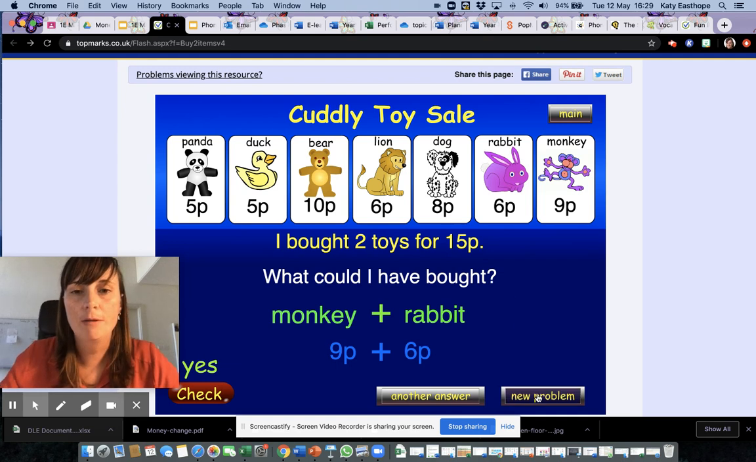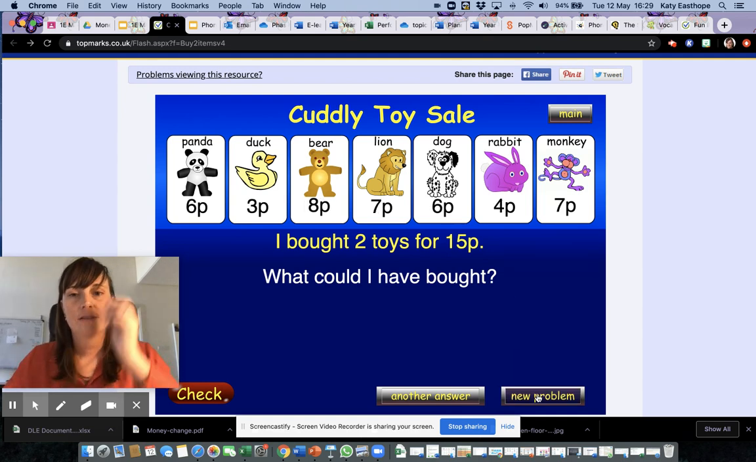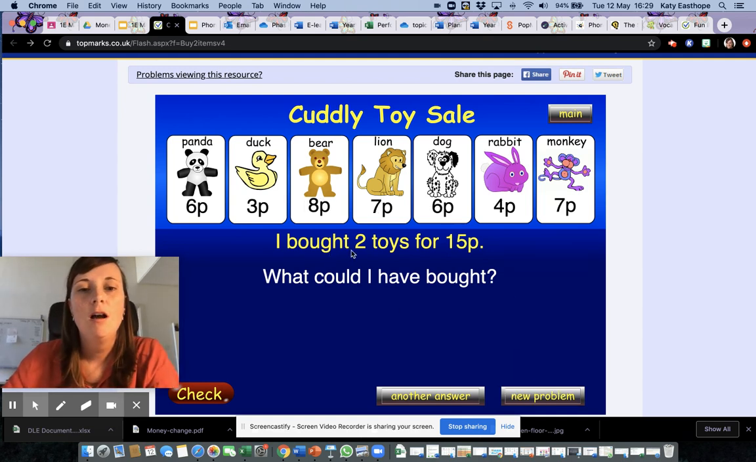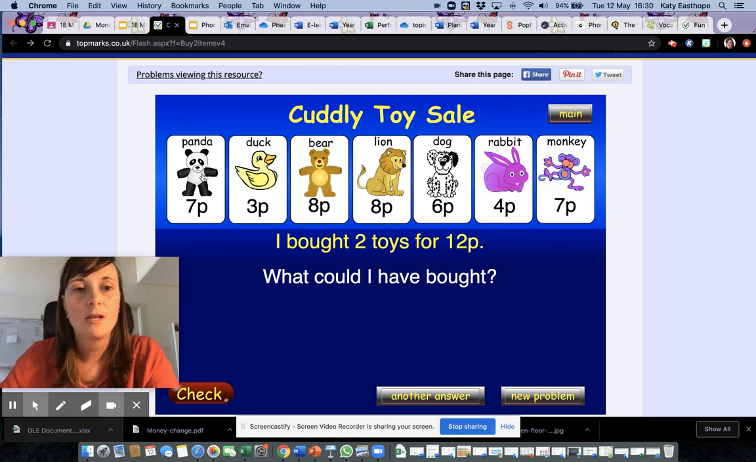Let's try a new problem. So this time I've bought my 2 toys. I've still spent 15p. Maybe we can change that. There we go. I've bought 2 toys for 12p this time. So I've spent 12p. This is what I could have bought. Now I don't see a 10, so I can't do place value straight away. Let's start at the beginning.